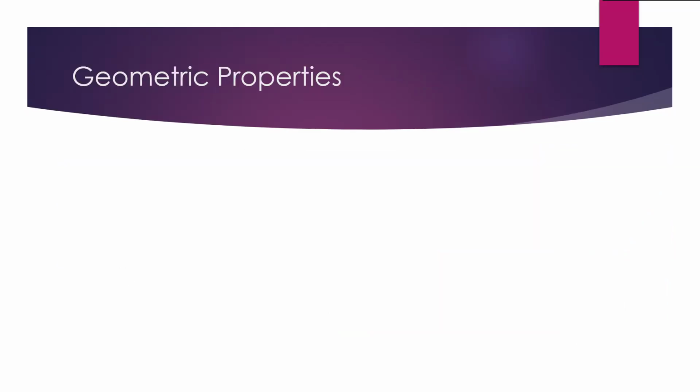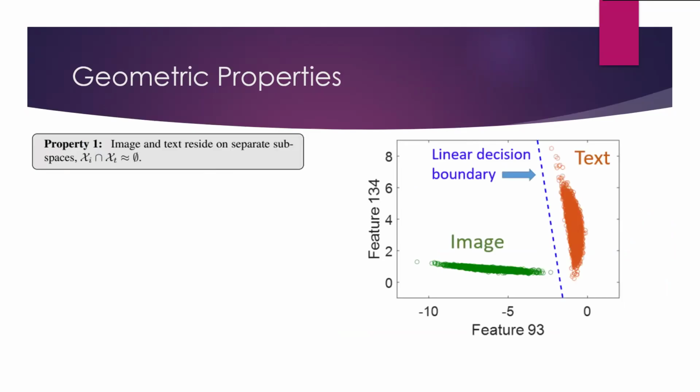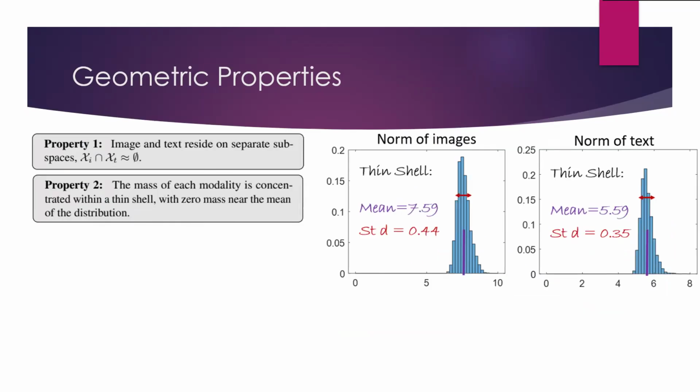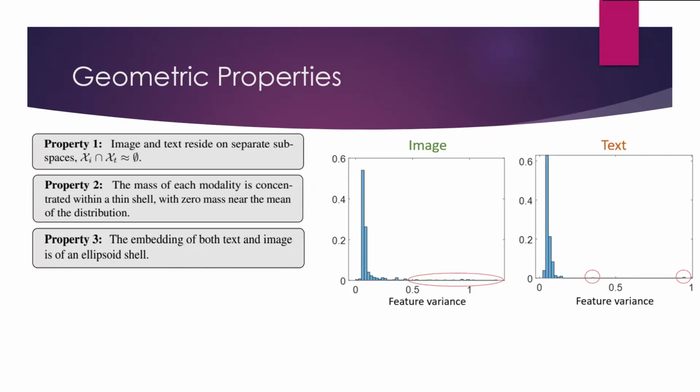So what did we find about CLIP's geometry? First, while it's known that image and text lie on separate subspaces, we show that even using just two dimensions, what we call tag features, we can perfectly separate them. Second, features are arranged in a thin shell. They have roughly the same norm relative to their modality mean. Third, we find that the embeddings form ellipsoids, not hyperspheres. This is because some features have very high variance relative to others.